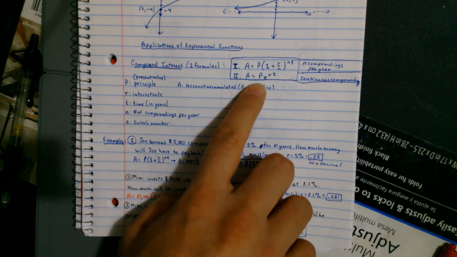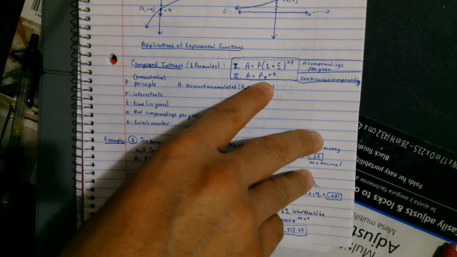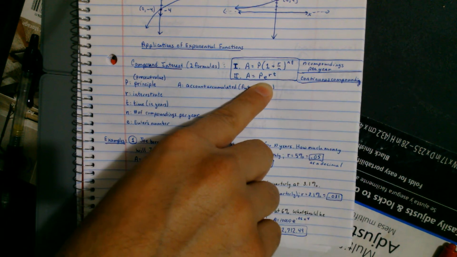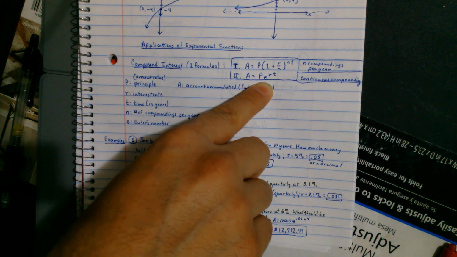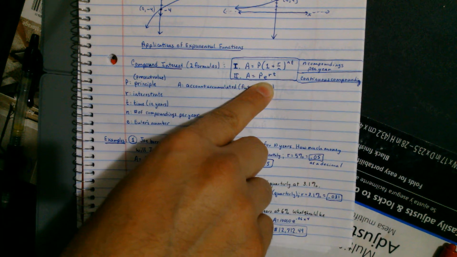In the second one, you have the e function again. That is continuous compounding. Theoretically, that's all the time. You're getting interest every second of every minute of every hour of every day, etc., throughout the year.